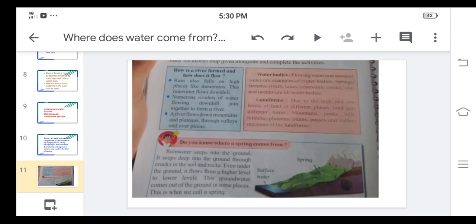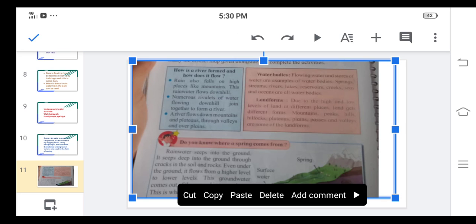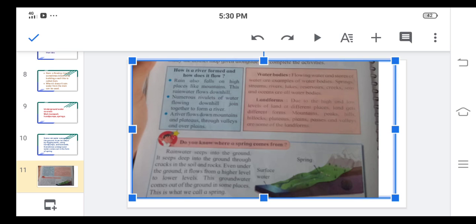See, you can see in the picture also. Some of the water, as I told you, is surface water and underground water. Some water seeps into the ground, and always the water flows from a higher level to a lower level. Sometimes this water suddenly comes above the ground, and at that place we can say that a spring has formed. Okay, this is about the spring.